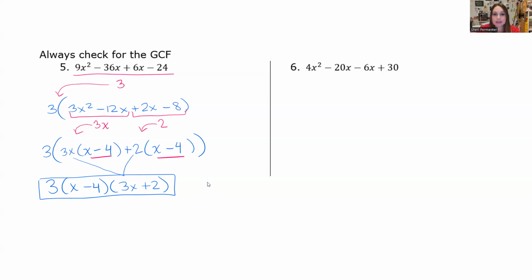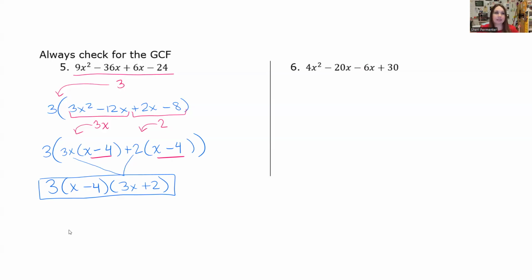And here's a hint. The things that I have in pink are the things that show up in the answer. So let's take a look at the whole problem. I've got a 3. There's a 3 in the beginning of my answer. I have a 3x and a positive 2. That's in my answer. I have underlined in pink an x minus 4. That's also in my answer. So all the GCFs kind of come out, and those are my answers.